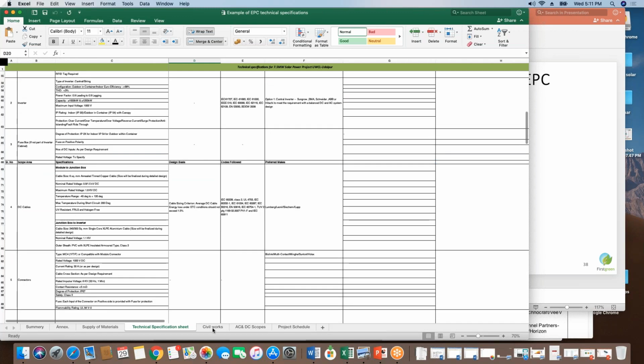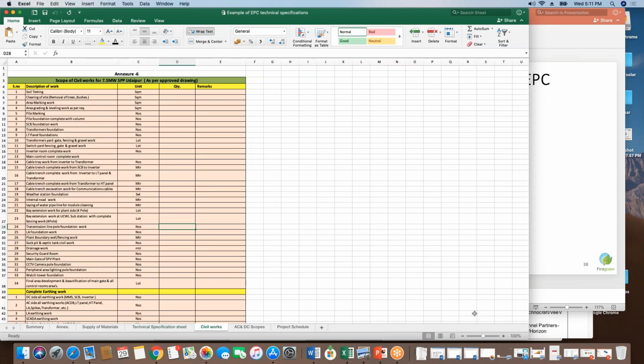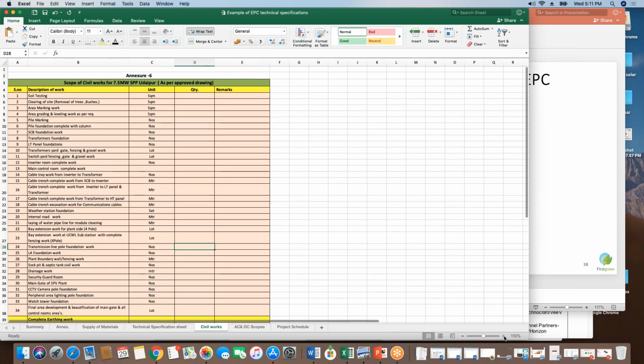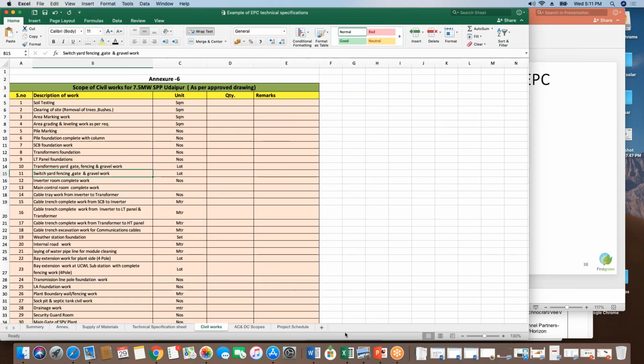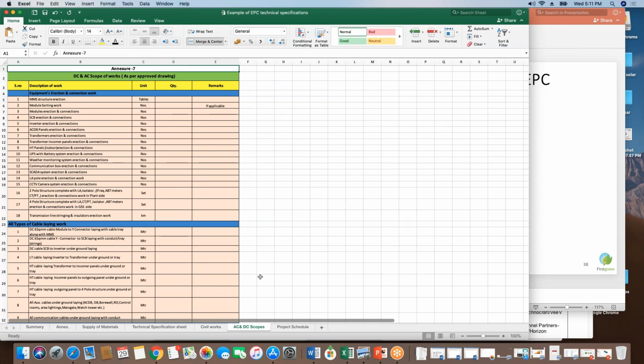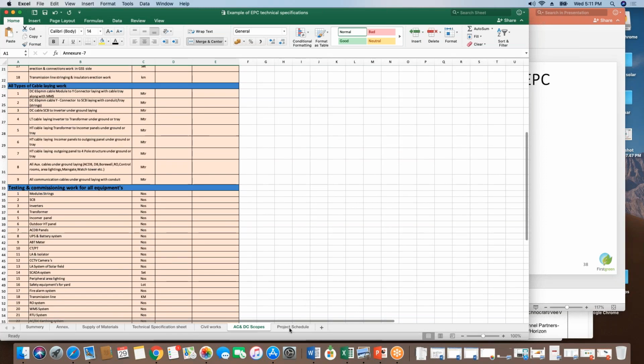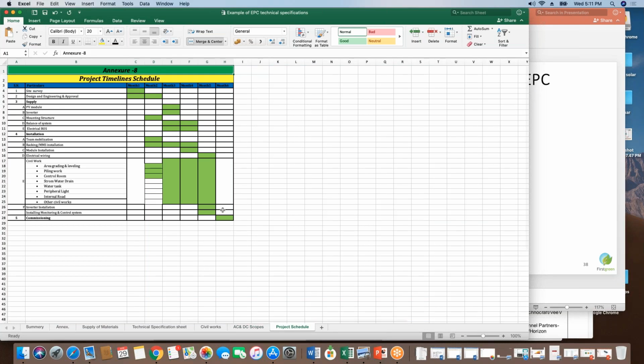The civil related scope of work can also be defined to the EPC contractor, and you can also define the DC and AC side drawings which you may require from the EPC supplier. Of course, you will agree on the schedule of implementation and accordingly this is done.